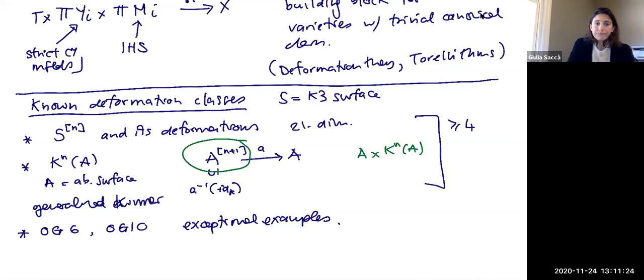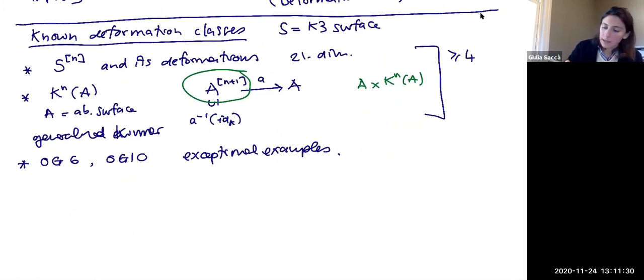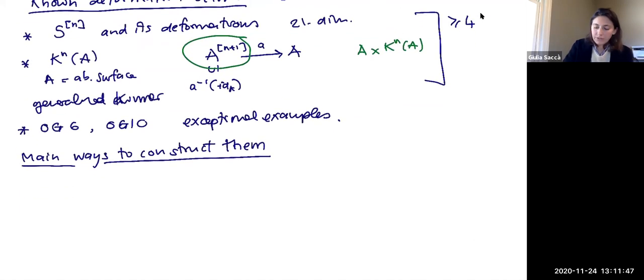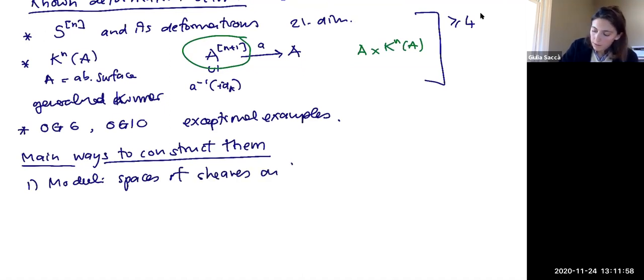And so I'll say what they are in a second. Before, let me say what are the main ways to construct examples of these things. So the first is as moduli spaces of sheaves or objects in the derived category on K3s, including the Hilbert scheme.